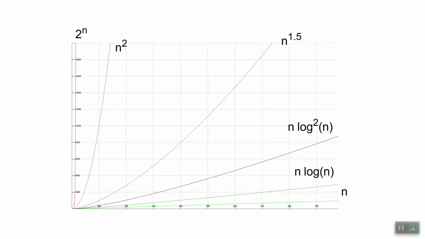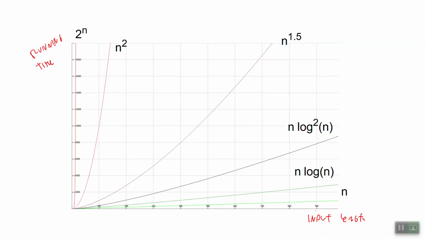Let's consider the following picture, which has some of the popular functions drawn on it. On the x-axis, we can put the input length. And on the y-axis, we can put the running time, or the number of steps that an algorithm takes on the corresponding input length. Now note that the scale on the x-axis and on the y-axis is not the same. The x-axis goes all the way to 900, while the y-axis goes all the way to 18,000. But I've drawn the picture this way so that we get a more meaningful picture.